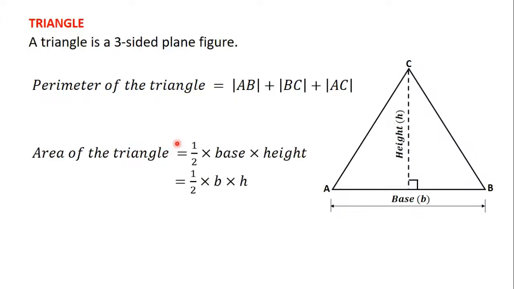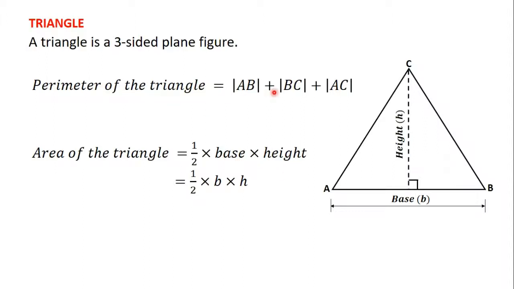The area of a triangle is equal to half times the length of the base times the length of the height. So for any triangle, the area of that triangle is equal to half times the base times the height. This formula is very important because we are going to use it a lot in our studies on triangles.